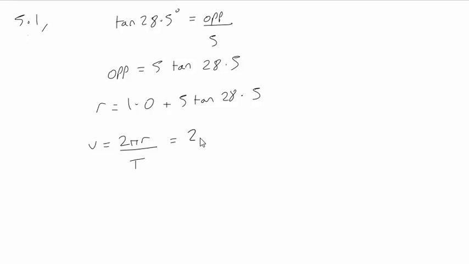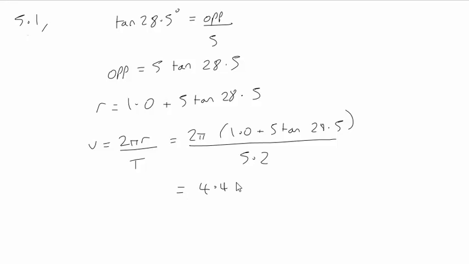Putting in the values, we have 2 pi, the radius we've found above, 1.0 plus 5 tan 28.5, over the time period, which we're given as 5.2 seconds, giving a speed of 4.49 meters per second, which is around 4.5 meters per second as required.